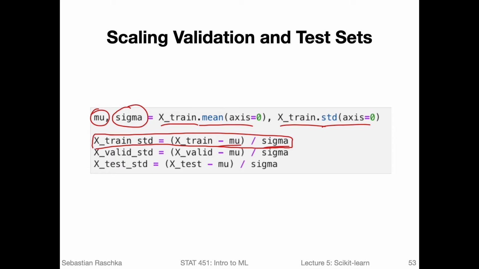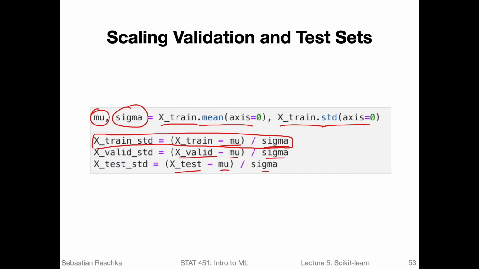And note that we also use the same mu and sigma, the same mean and standard deviation, for scaling the validation set and also for scaling the test set. We do not recompute the mean or standard deviation from the validation and test set.